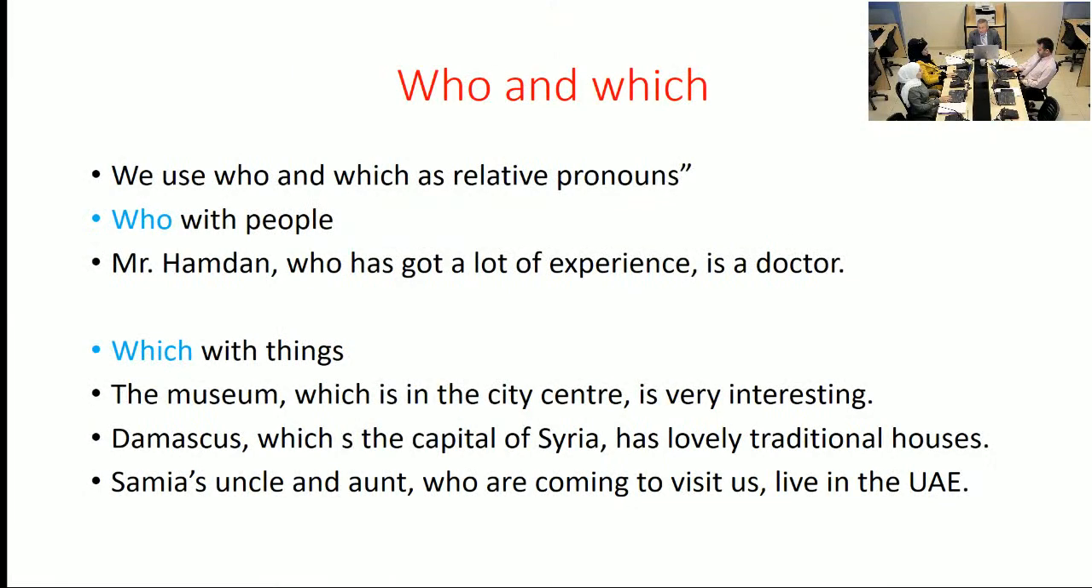The last example: Samia's uncle and aunt, who are coming to visit us, live in the UAE. Here, Samia's uncle and aunt are people. So the summary is: who for people, which for things.